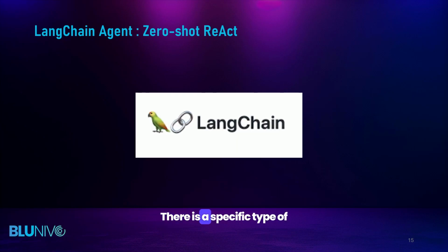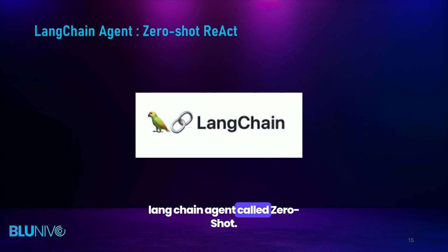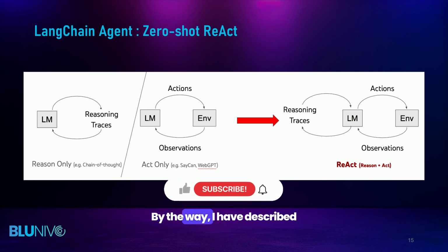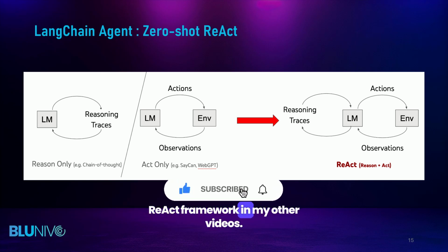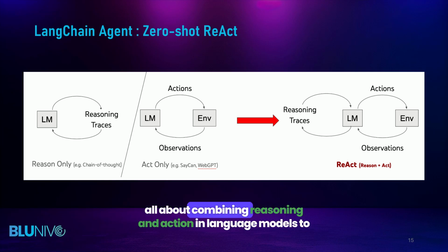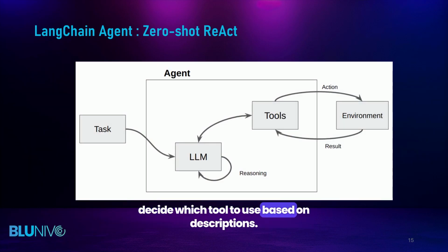There is a specific type of LangChain agent called zero-shot. So this agent is clearly using React framework. By the way, I have described React framework in my other videos, but to give you a bit of context, React is all about combining reasoning and action in language models to decide which tool to use based on descriptions. It's like giving language models the ability to make smart decisions and also solve problems by thinking things through.